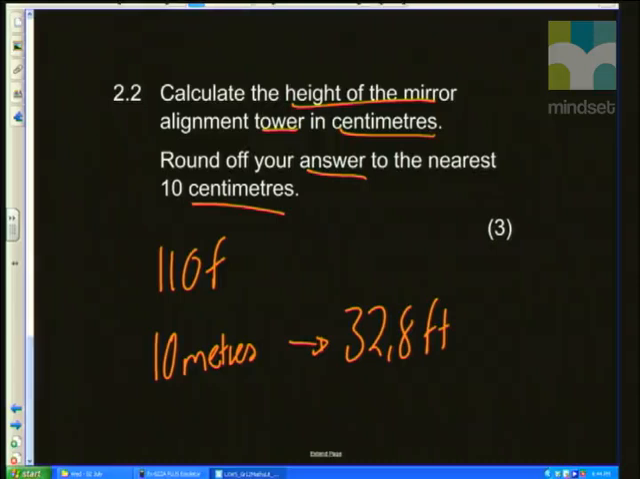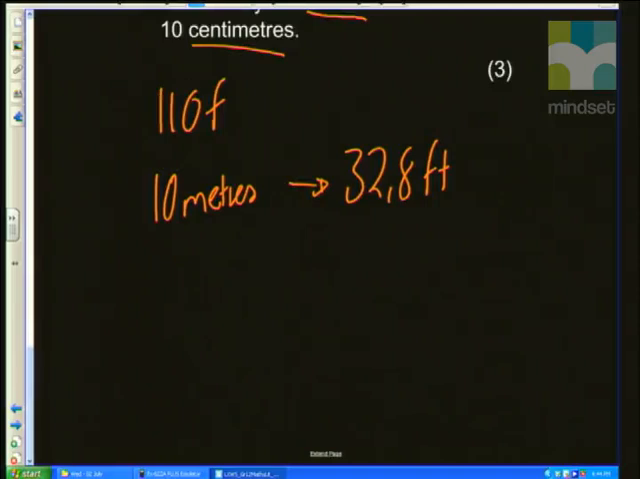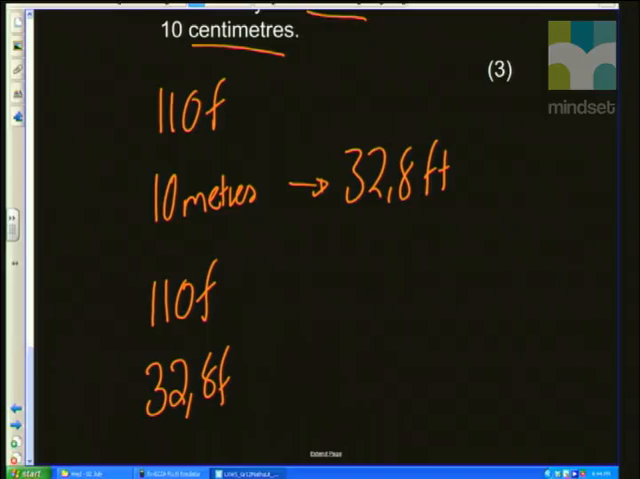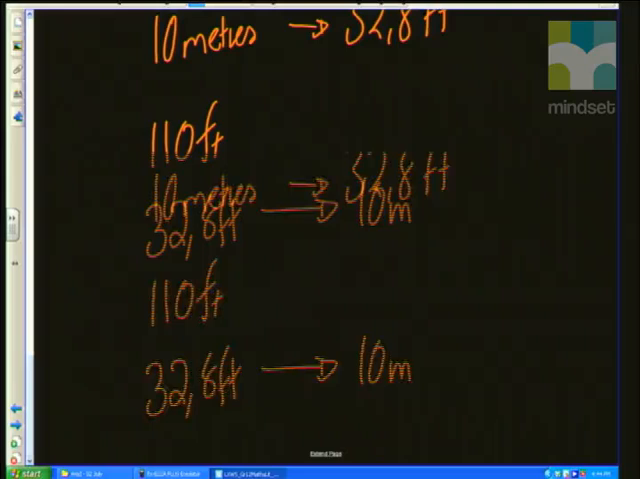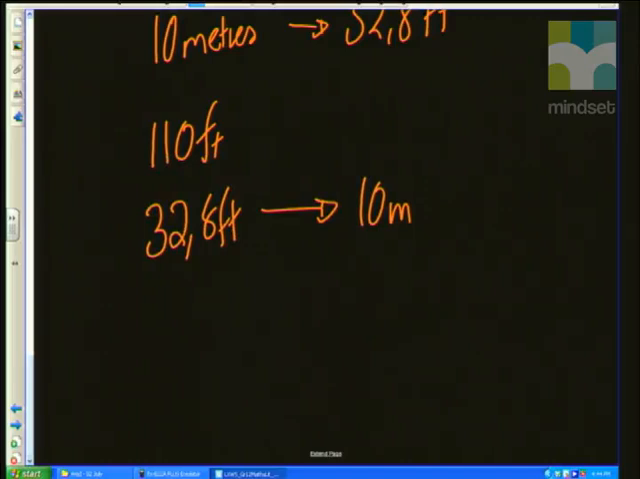So what I like to do when I look at one of these is say to myself, the first thing is I've got 110 foot, and I want to get it into meters. So I'm going to put the foot under the foot, and I'm going to say 110 foot. I know that 32.8 feet, okay, old-fashioned measurement, is equivalent to 10 meters. But that doesn't help me very much. What I'm really going to want to do is say to myself, so how much is 1 foot? So I always try and get one. So I'm going to say 1 foot.